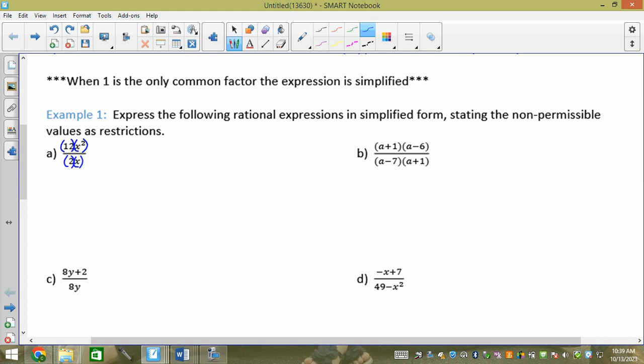Now before I go on, before I try and simplify anything, I always have to state my NPVs. So the moment you go to cross something off, you're like, nope, stop. Have I stated my NPVs? Because my non-permissible values or my restrictions have to be stated before I cancel anything off. Okay? So my one thing is a 2.